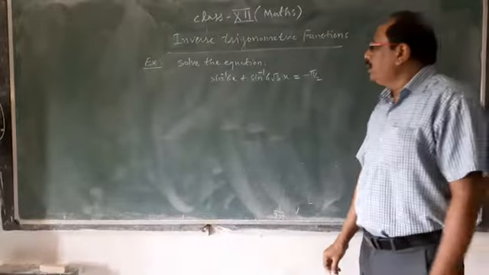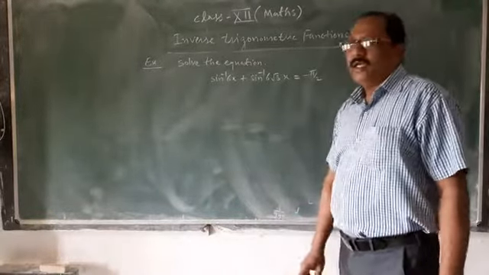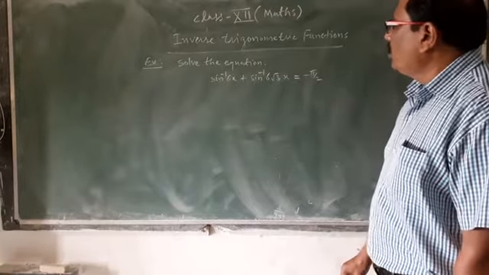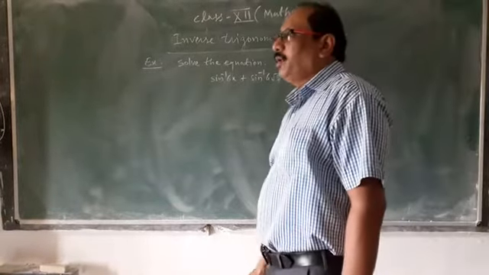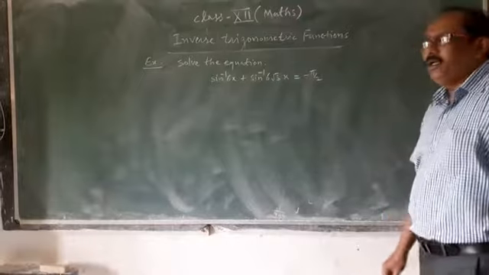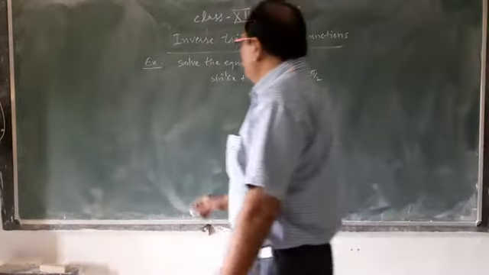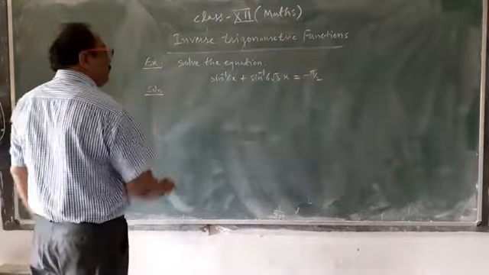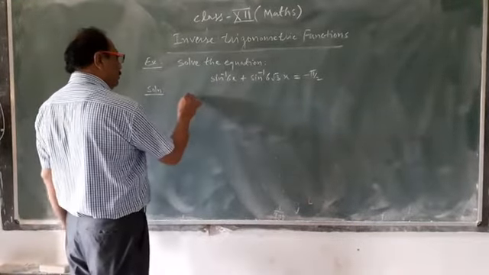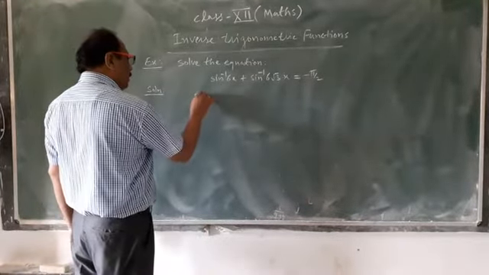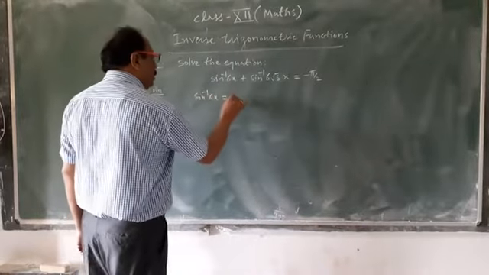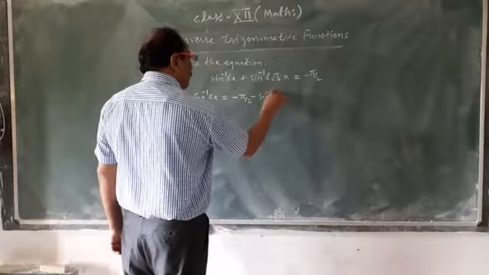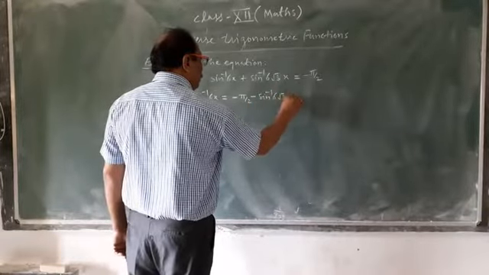Equation is given. It is a trigonometric equation. Sin inverse of 6x plus sin inverse of 6 root 3x is equal to minus 5 pi by 2. We have to solve the equation, means we have to find the value of x. We start: sin inverse of 6x is equal to minus 5 pi by 2 minus sin inverse of 6 root 3x.